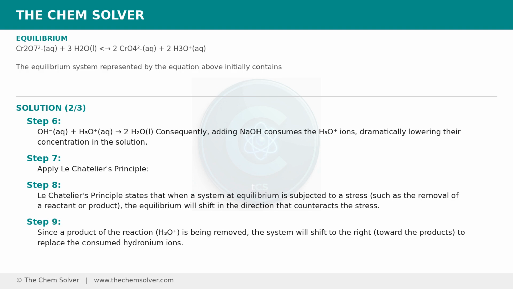Apply Le Chatelier's principle. Le Chatelier's principle states that when a system at equilibrium is subjected to a stress, such as the removal of a reactant or product, the equilibrium will shift in the direction that counteracts the stress. Since a product of the reaction, H3O+, is being removed, the system will shift to the right toward the products to replace the consumed hydronium ions.